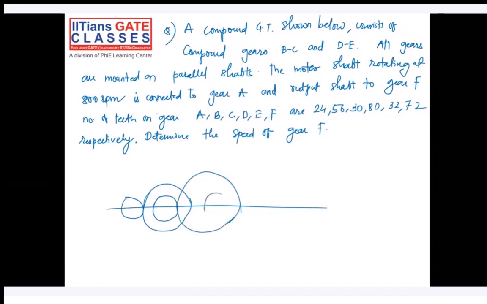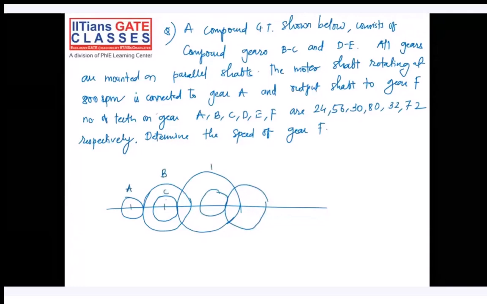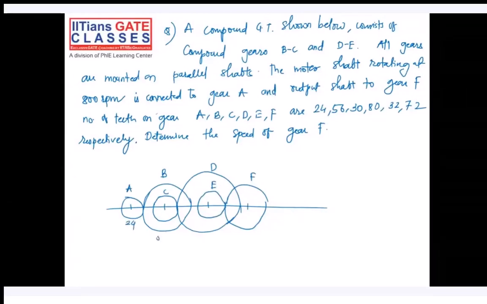Okay, A, B, C, D, E, and F. Okay, number of teeth are 24, 56, 30, 80, 32, and 72. Okay, so use this figure and the input data and solve the question.